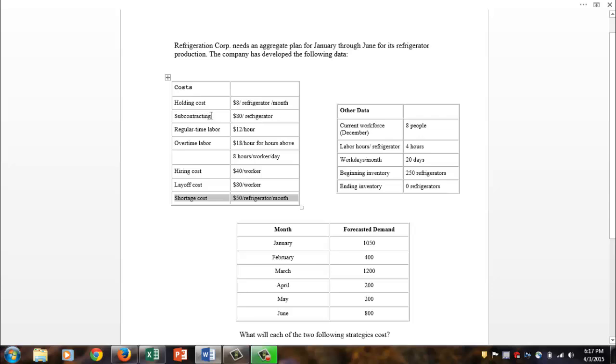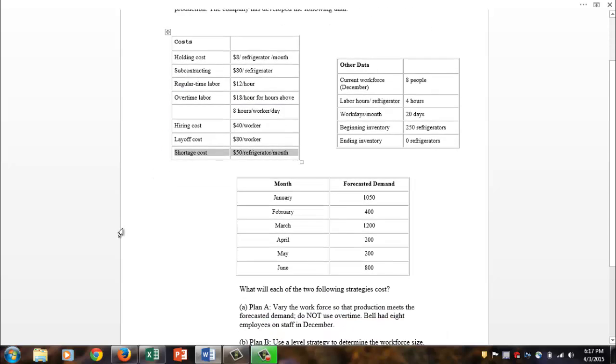Here's a subcontracting cost because, I mean, how do you deliver the products? You might just use your regular time. You might also use something called overtime. And so there's an option here. You could also have somebody else do it for you, in which case that would probably be called subcontracting.